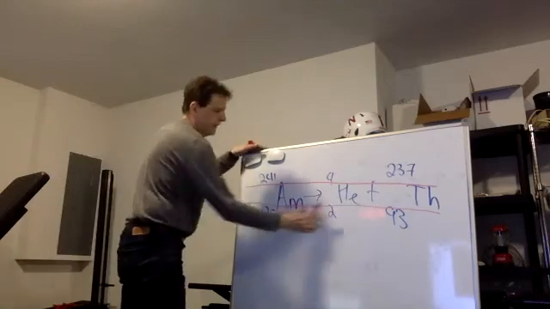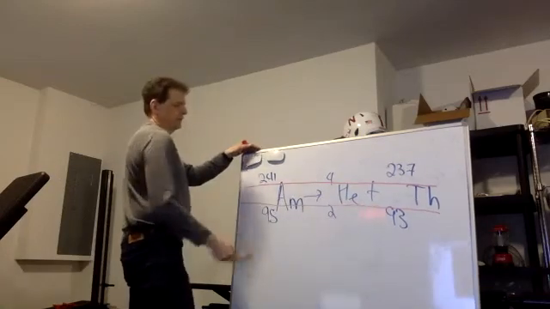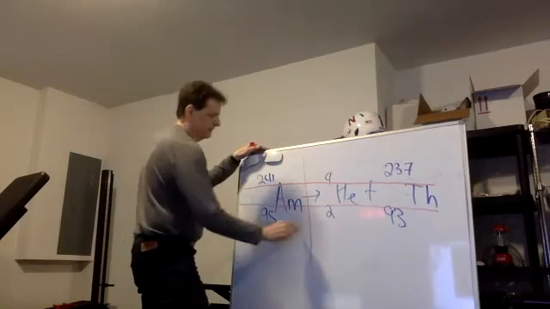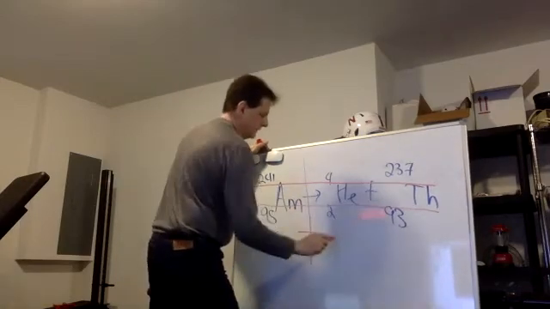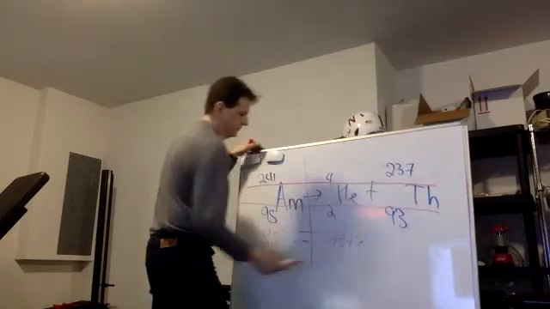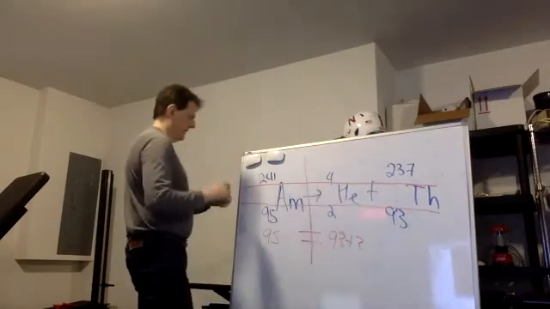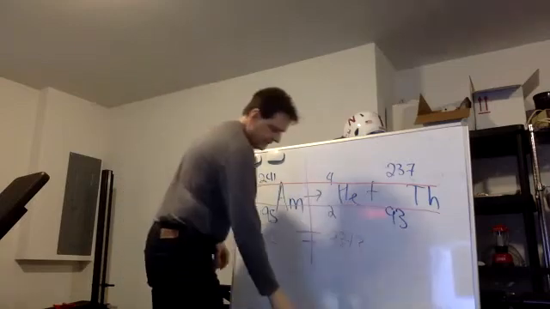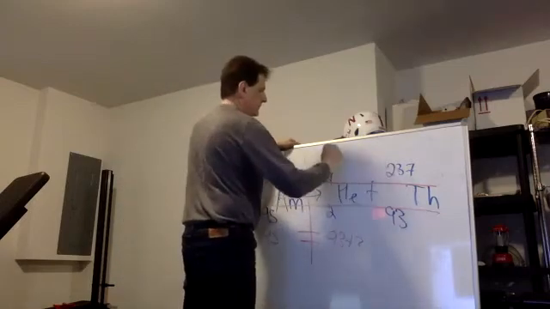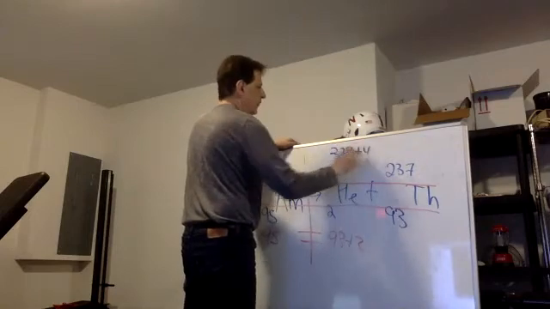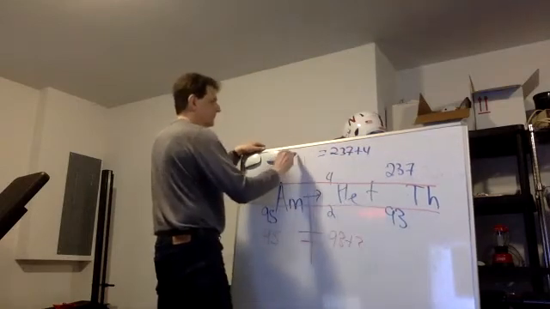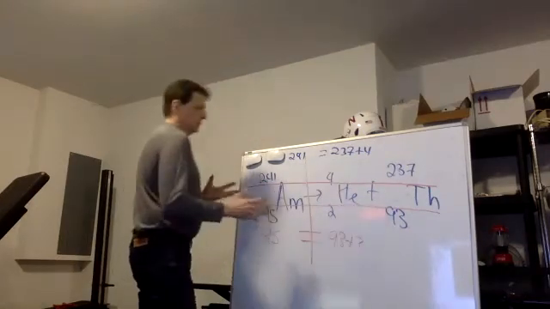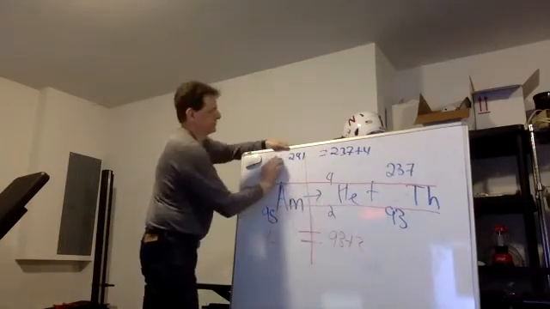You have the atomic numbers on the bottom, and they must add up on both sides. So if you have 95 here, 95 must equal 93 plus 2, which it does. 95 equals 95. And this top one here, 241, is 237 plus 4 is equal to 241. That's the game you play when you do nuclear reactions.